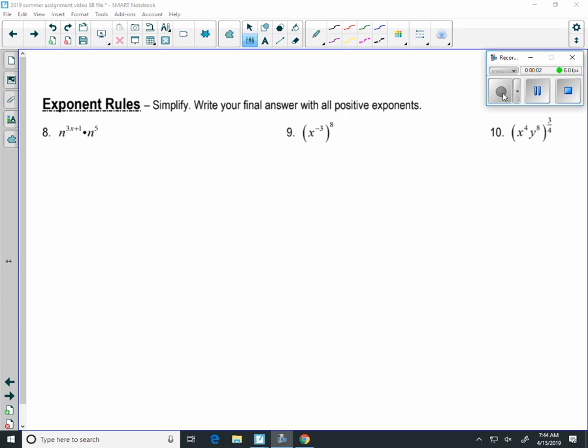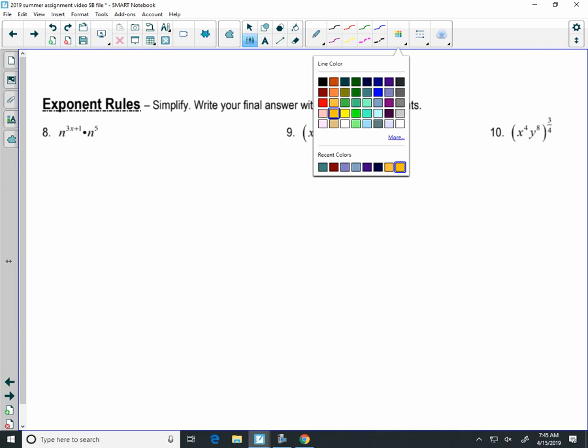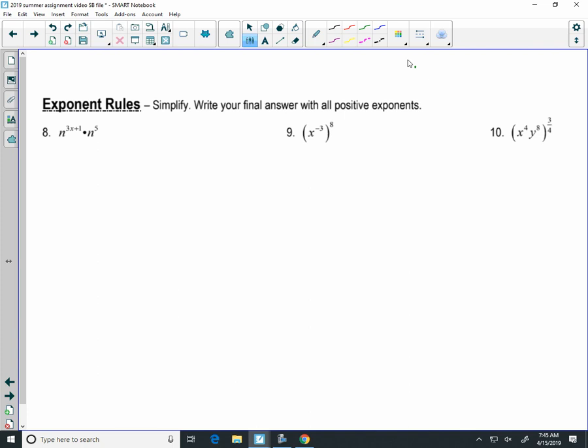All right, exponent rules. These are very similar to the exponent rules that you saw in practice test number 1. A couple of them are a little more challenging than problems that you will see on the entrance exam, but it's safe to say if you're comfortable with these, you will be comfortable on the entrance exam.